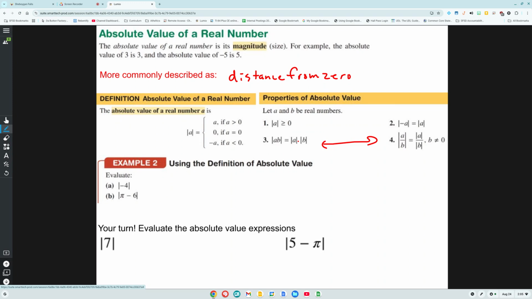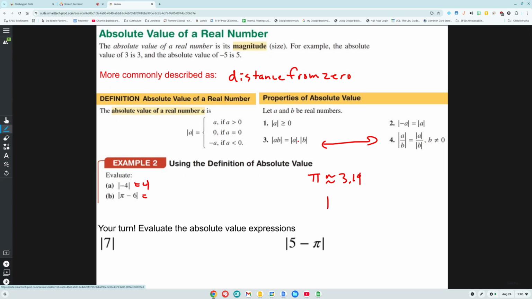So based off the definition of the absolute value here, if I'm looking for the absolute value of -4, the distance -4 is away from 0, the magnitude of that number, the absolute value of -4 is 4. That's pretty straightforward. The next one, the absolute value of pi minus 6. Well, this one's a little bit harder to wrap your head around. If I think about this, pi is approximately 3.14, so I have to be a little careful here with how this expression is written.